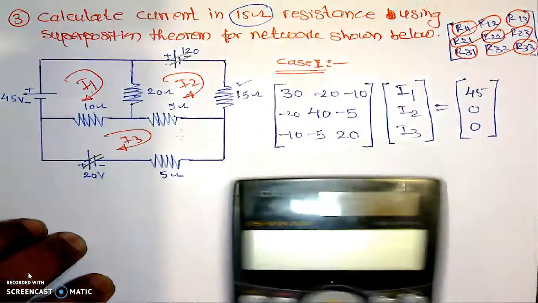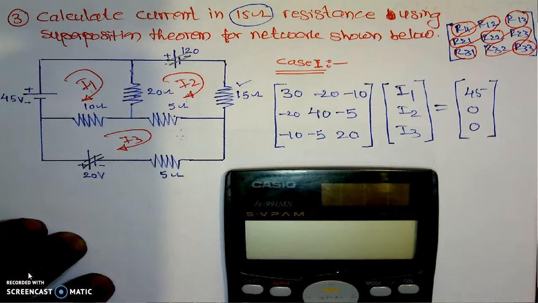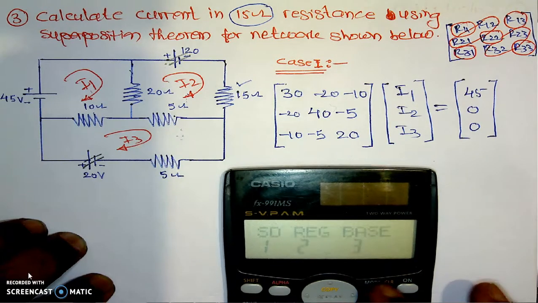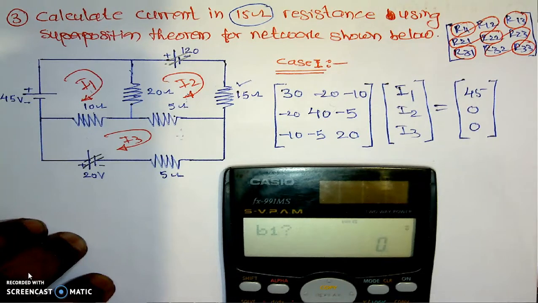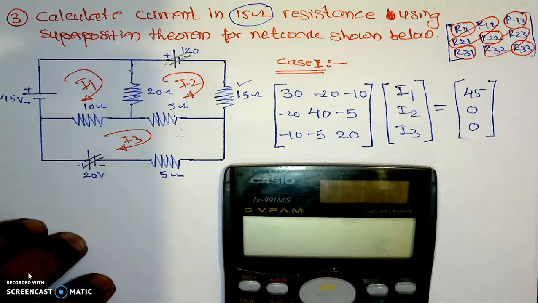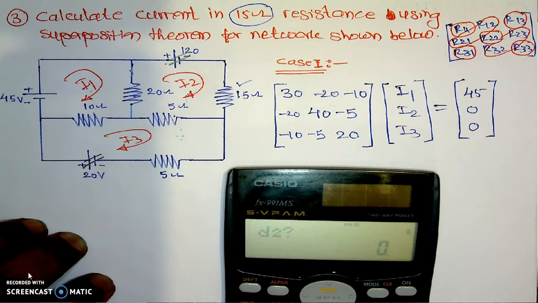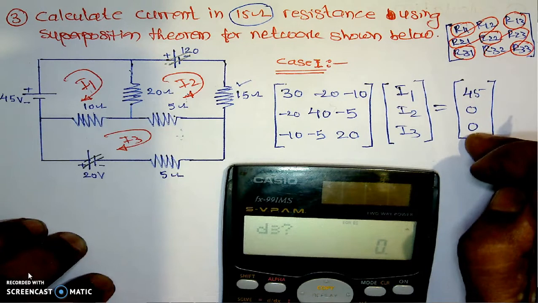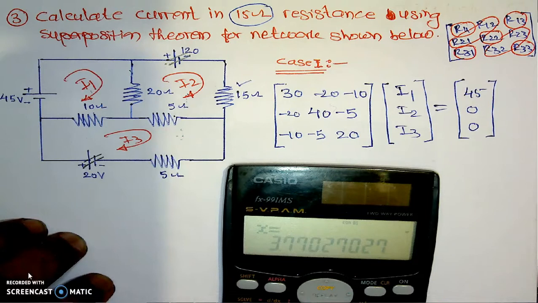Now if I am using the calculator directly to find the values, I will press shift, then the mode of the calculator, and go to equation by pressing 1, then choose 3 unknowns. A1 is 30, B1 is minus 20, C1 is minus 10, and D1 is the constant, which is 45. Then A2 is minus 20, B2 is plus 40, C2 is minus 5, and D2 is 0, the constant. A3 is minus 10, then minus 5 again, C3 is 20, and finally D3 is again 0.